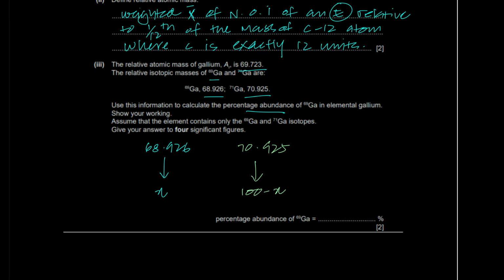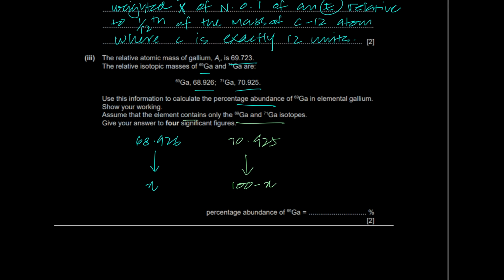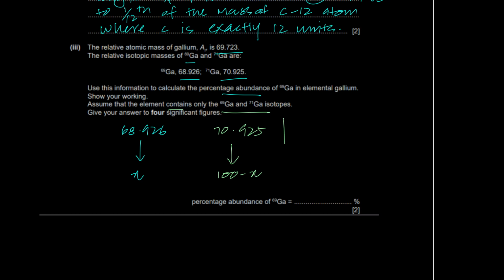100 minus X, because if one has the abundance of X, the other will be 100 minus X. It's given in the form of percentages. So it says assume that it only contains 2 isotopes. Yes, I could have only solved this if this assumption was true. Calculate the answer to 4 significant figures. It wants the percentage abundance of gallium 69. So it basically wants the abundance of this stuff right here. It wants you to give me the answer of X.